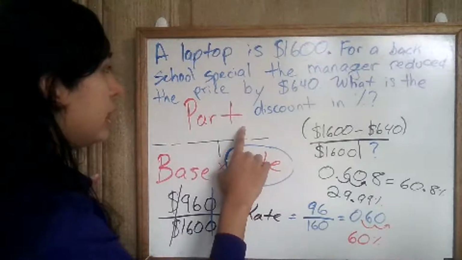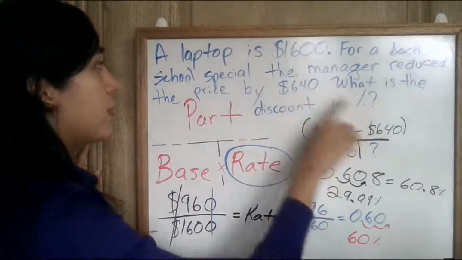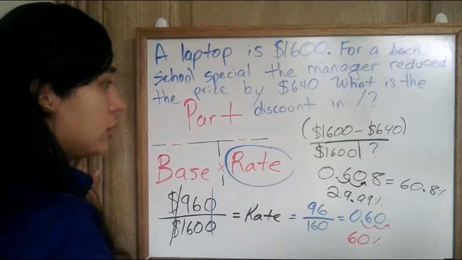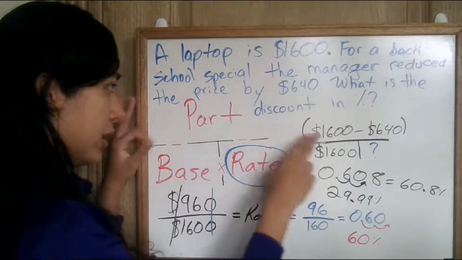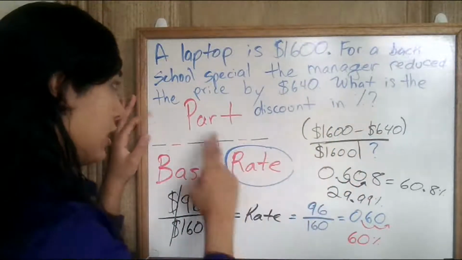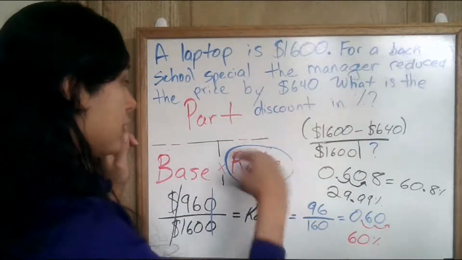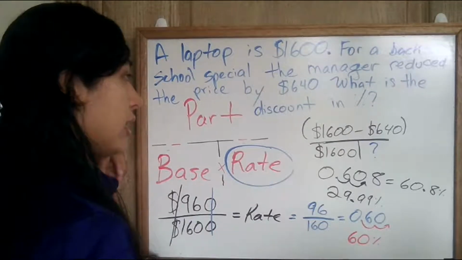Like here, we didn't have the actual part. We had to derive that from information in the problem, like 1600 minus 640. Then we had the part. So always, once you're done, ask, okay, did I get my part? Yeah, I found it by doing this. And the base, yeah, that was already included in the problem. And they were asking for the rate, and that was my unknown that I needed, so I got that.